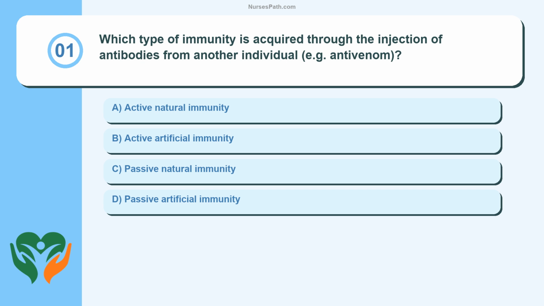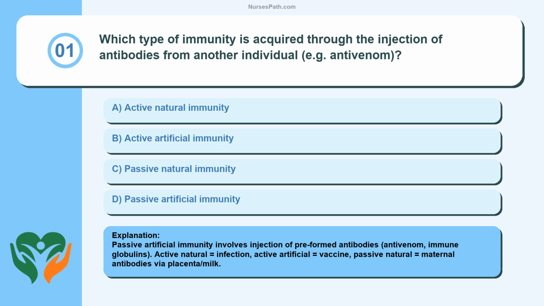Question 1. Which type of immunity is acquired through the injection of antibodies from another individual, e.g. antivenom? Active natural immunity, active artificial immunity, passive natural immunity, passive artificial immunity. Passive artificial immunity involves injection of preformed antibodies, antivenom, immune globulins. Active natural equals infection, active artificial equals vaccine, passive natural equals maternal antibodies via placenta/milk.